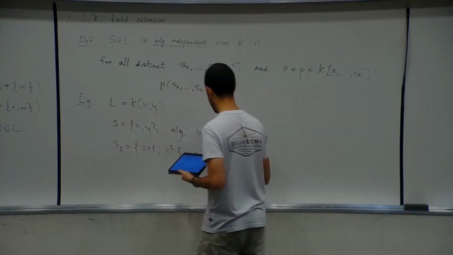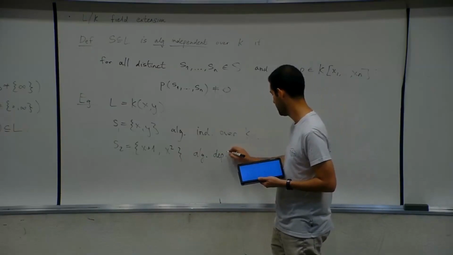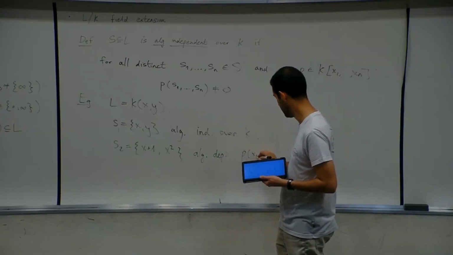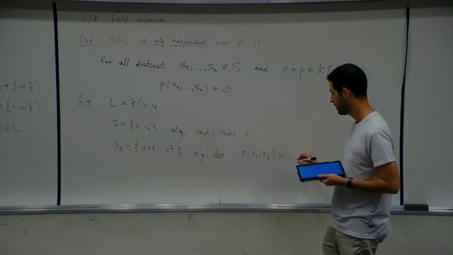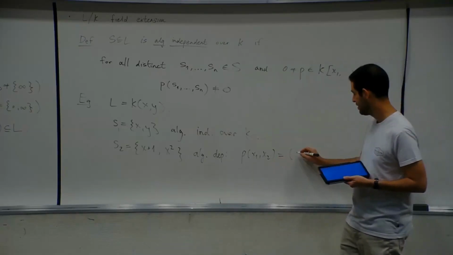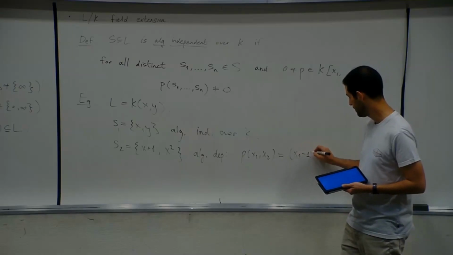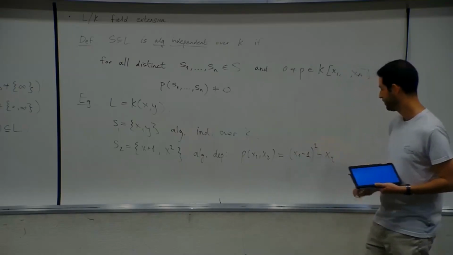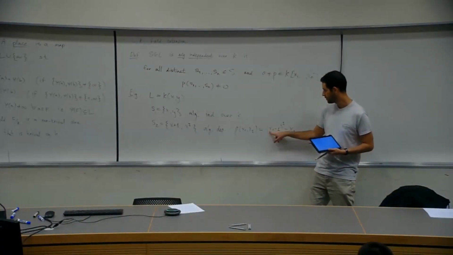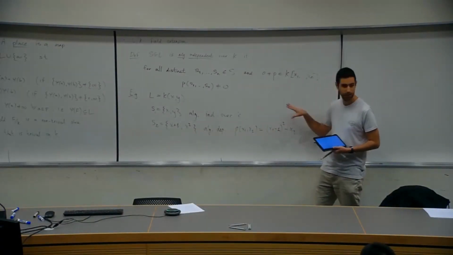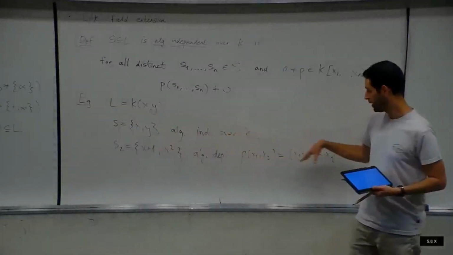What is the polynomial that demonstrates this fact? For example, you can take (x1 minus 1) squared minus x2. Once we substitute x plus 1 for x1 and x squared for x2, we get x squared minus x squared, which is 0. So it is a non-zero polynomial, and these two elements satisfy a polynomial relation.